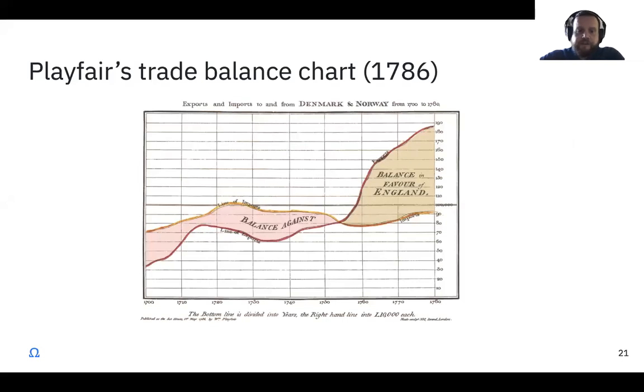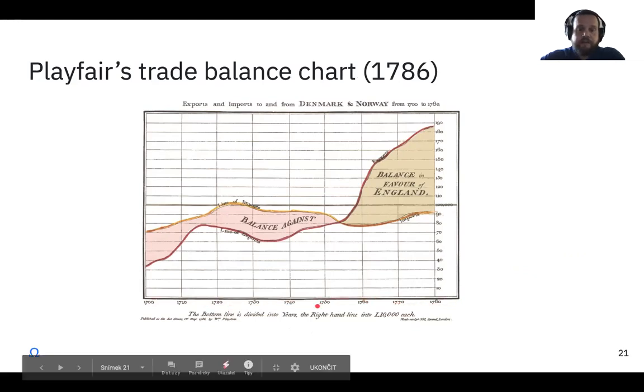So this is the first line chart published. Here we see exports and the trade balance between the United Kingdom and Denmark and Norway, which I believe used to be one country back then. And you can see that Playfair has done a lot of things right for the first visualization, the first chart. Actually, all of them pretty much.